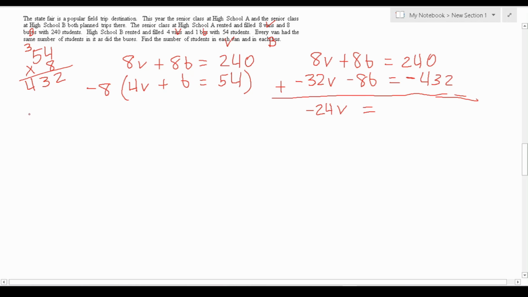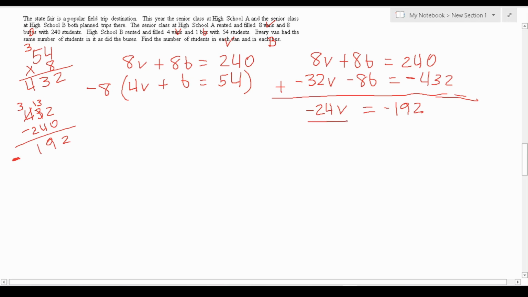So the way to do that is to write it like this. 432 minus 240. And just know that our result, since negative 432, is going to be negative. 2 minus 0 is 2. 3 minus 4 we can't do. We have to borrow. This becomes 3. This becomes 13. 4 plus 9 would give you 13, so we know this is going to be 9. And 3 minus 2 is 1. So we can see that this is going to be negative 192. And as you know, we're solving for v.